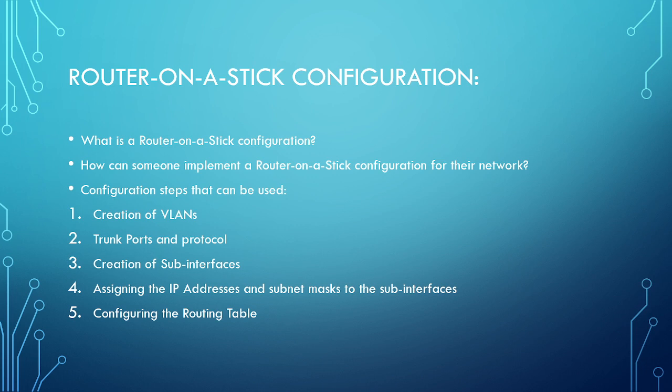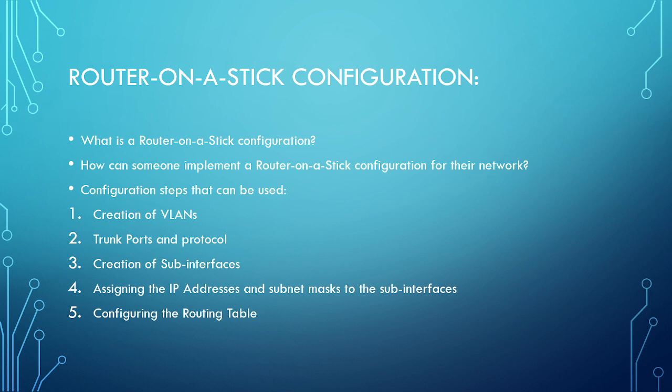How can someone implement a router on a stick configuration for their network? Such configuration steps that can be used are the following. The creation of VLANs. We can define the VLANs in the router and switch to be used for inter-VLAN routing, such as router on a stick configuration.